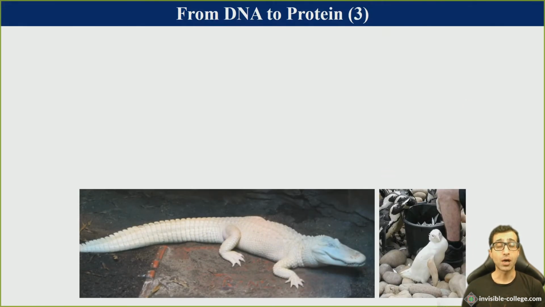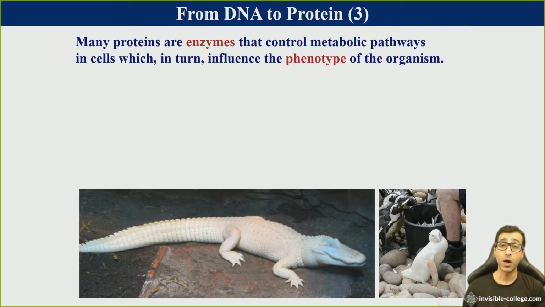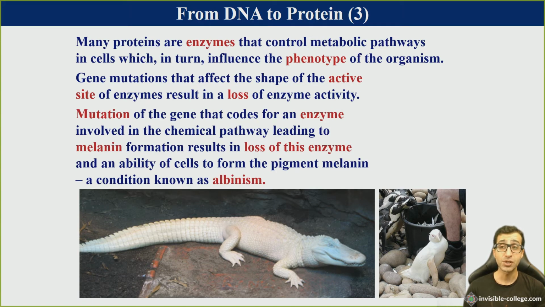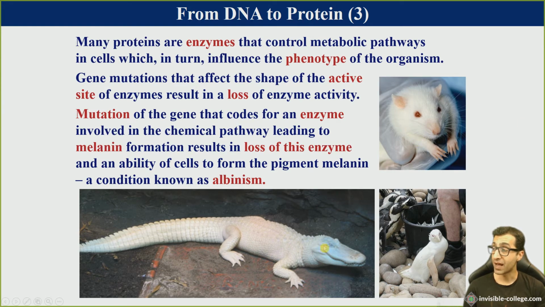Many proteins are in fact enzymes which control metabolic pathways in cells, which in turn will influence the phenotype of the organism. So gene mutations that affect the shape of the active site of an enzyme will result in a loss of that enzyme's activity. For example, mutations of the genes that code for an enzyme involved in a chemical pathway leading to the formation of the pigment melanin will result in the loss of this enzyme and therefore an inability of those cells to form that pigment. And this leads to the condition known as albinism. And we can see here a few examples of albino organisms that have undergone that mutation.